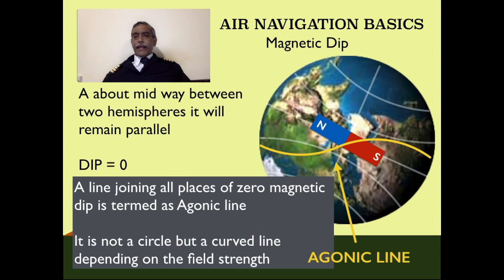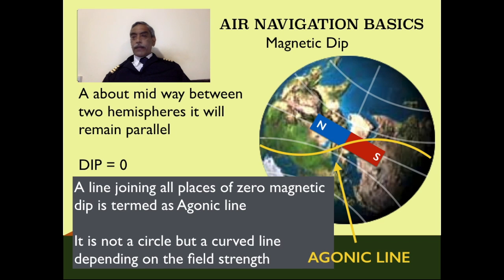We learned that the magnet dips. Of course, at the absolute center of the Earth, some places will have zero dip. So this line is called the agonic line. That means a line joining all places of zero magnetic dip is called the agonic line, and it's also called the magnetic equator. Again, it's not a straight line like that of the equator, but it's a curved line.